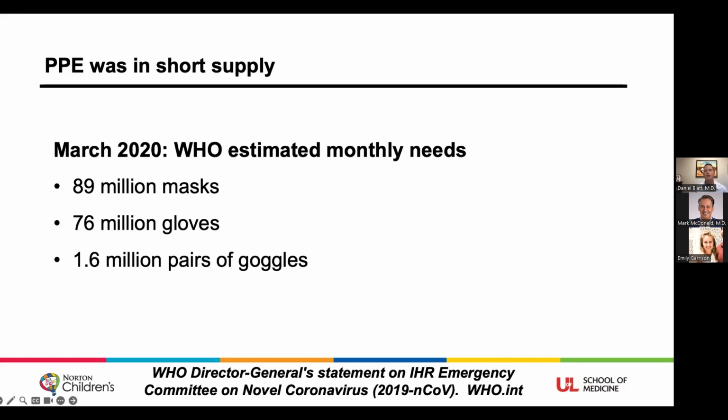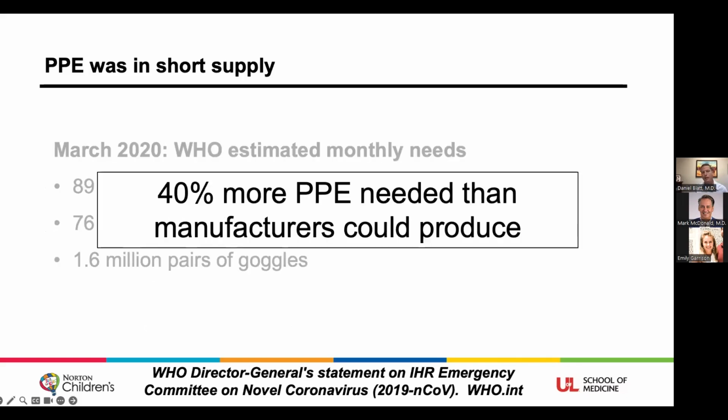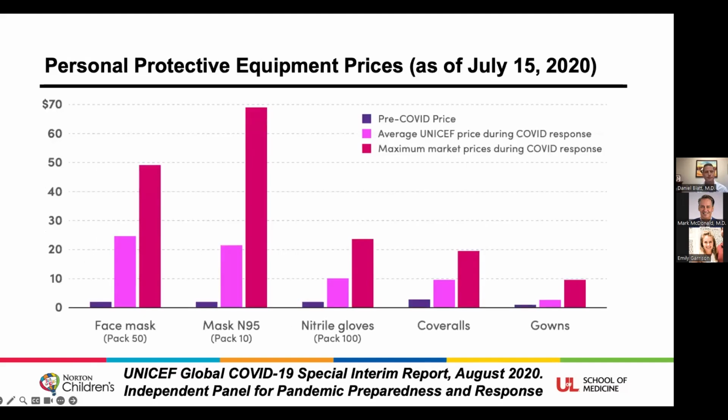PPE became needed in quantities not seen before. The world needed 40% more PPE than could be produced. And PPE became very expensive. The dark bars are pre-pandemic prices, and the pink and red bars are the average and maximum prices of PPE during the pandemic. High prices lead to loss of access, and loss of access leads to inequity.